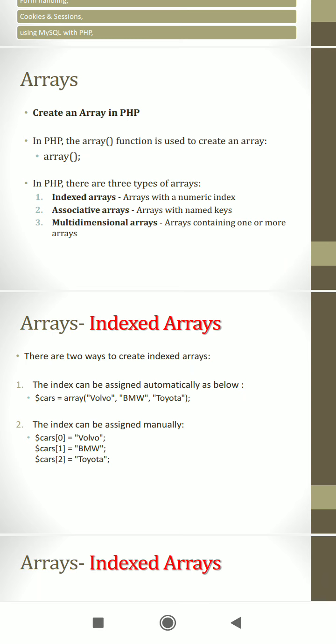Second, where we are assigning the index manually. See, $cars[0] = "Volvo". So both ways are correct. You can create an array in both ways.